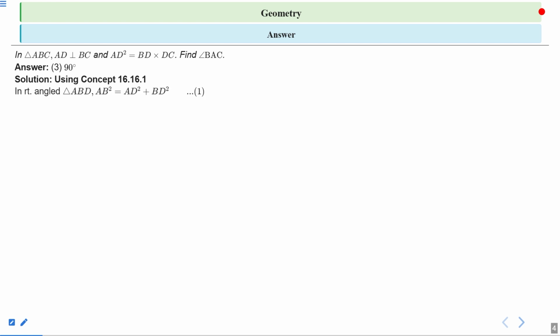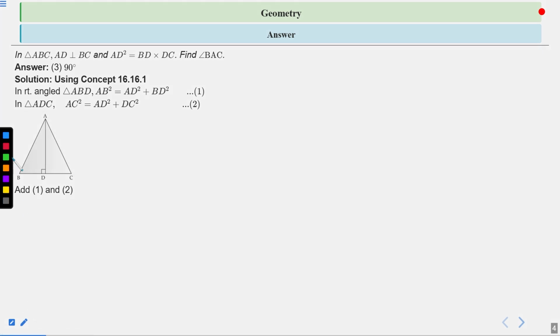In the right angle triangle ABD, AB square equals AD square plus BD square. This is our first equation. In triangle ADC, we can say that AC square equals AD square plus DC square, which is equation 2. Now we can see in this diagram, in triangle ABD, AB square equals BD square plus AD square. In the same way, AC square will become AD square plus DC square. Adding both the equations, what do we get? We get AB square plus AC square equals 2 times AD square plus BD square plus CD square.